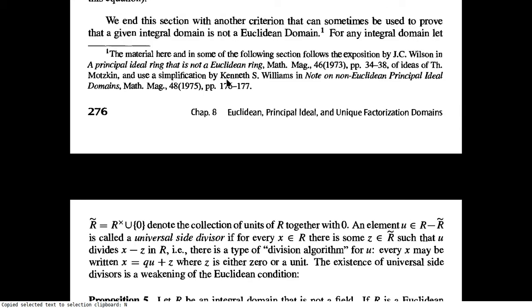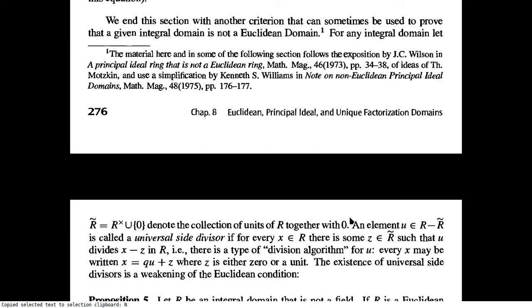So for any integral domain R, R tilde is the multiplicative group of units union the zero. This is what we saw in the evaluation function, where the evaluation function takes stuff from. So it's the collection of units of R together with zero. An element u of R minus R tilde is called a universal side divisor if for every x in the integral domain there is some z in R tilde such that u divides x minus z.